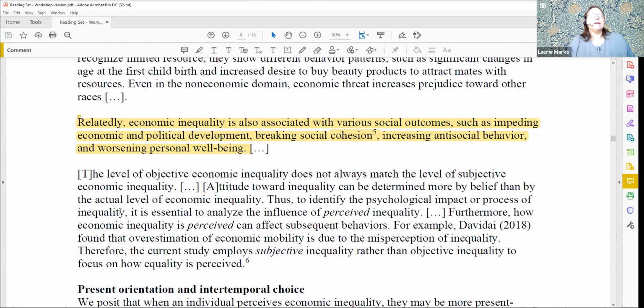So if I have a worsening personal well-being, my friends might wag their fingers at me and say, well, you need to fix yourself. There's something wrong with you. When in fact, my worsening personal well-being may be coming from the fact that I'm in a state of believing that I'm experiencing economic inequality. So they're blaming me. They're not blaming the real cause of the problem, which is economic inequality.